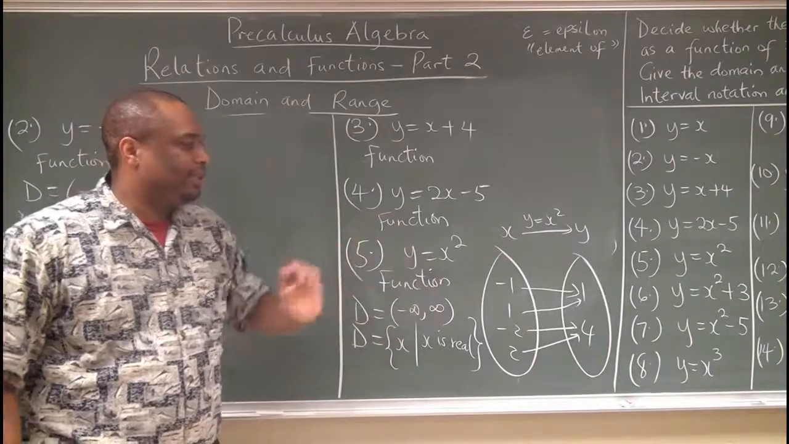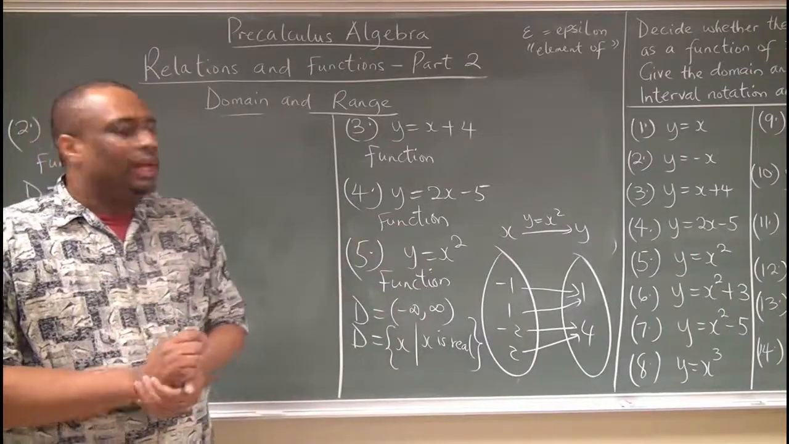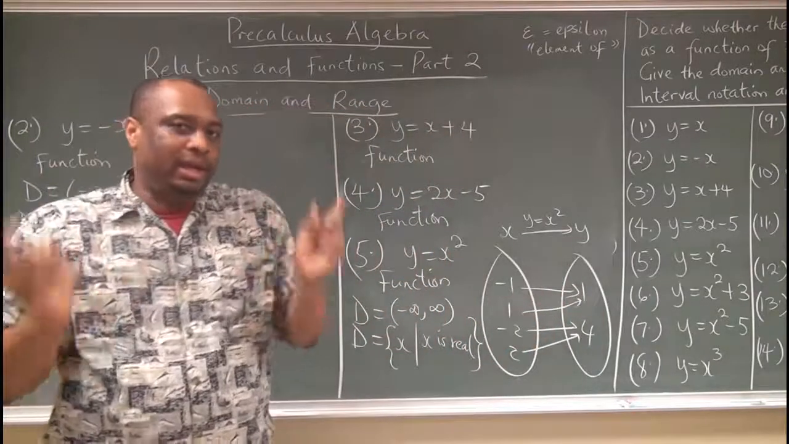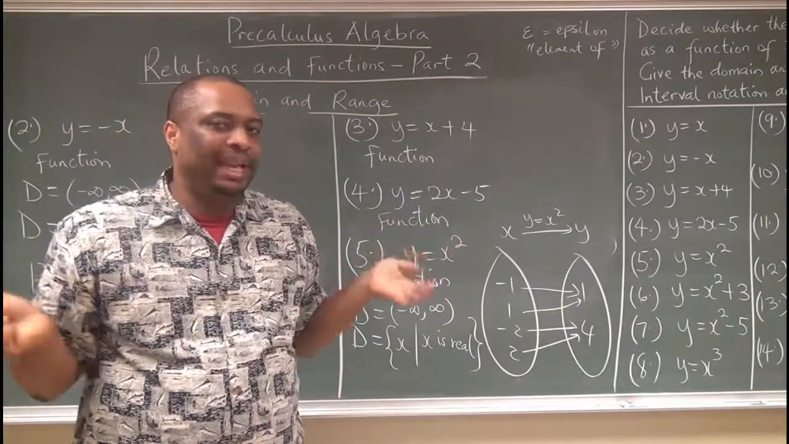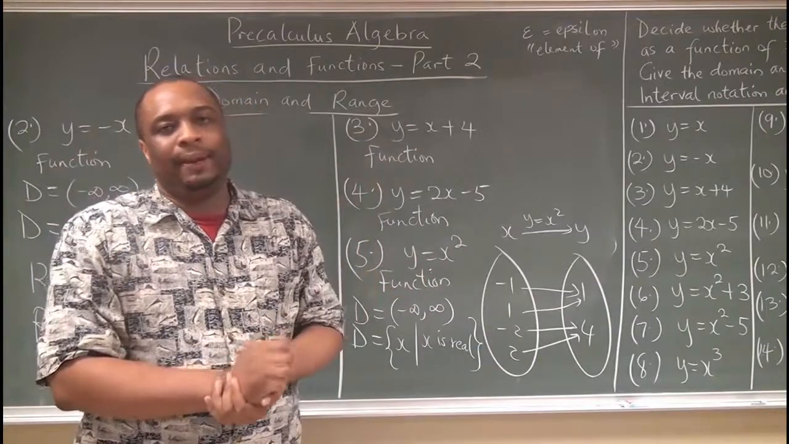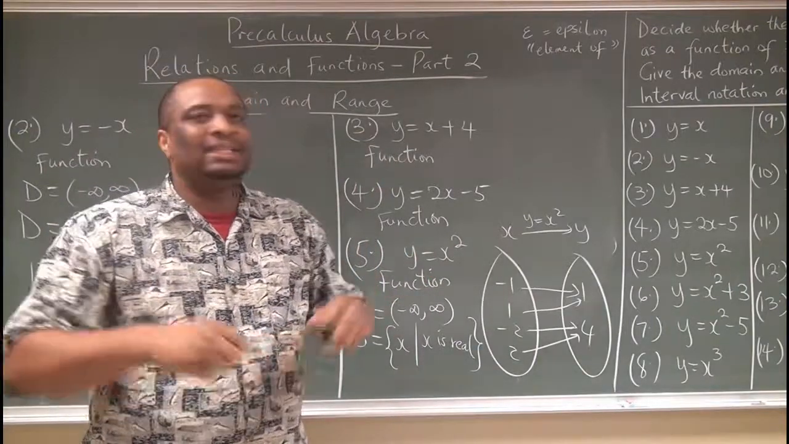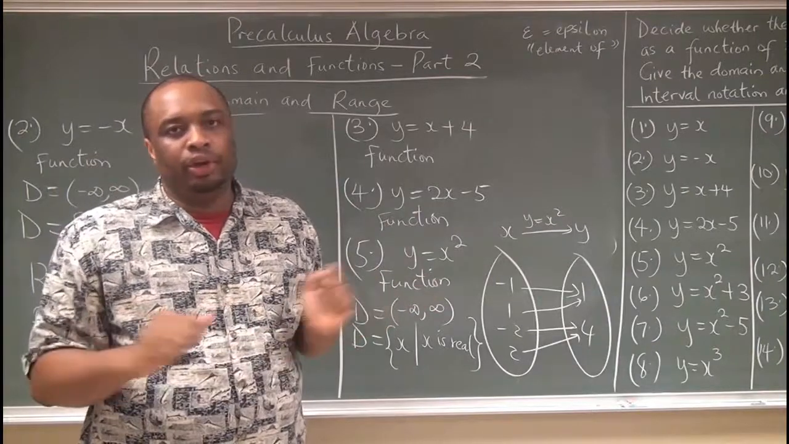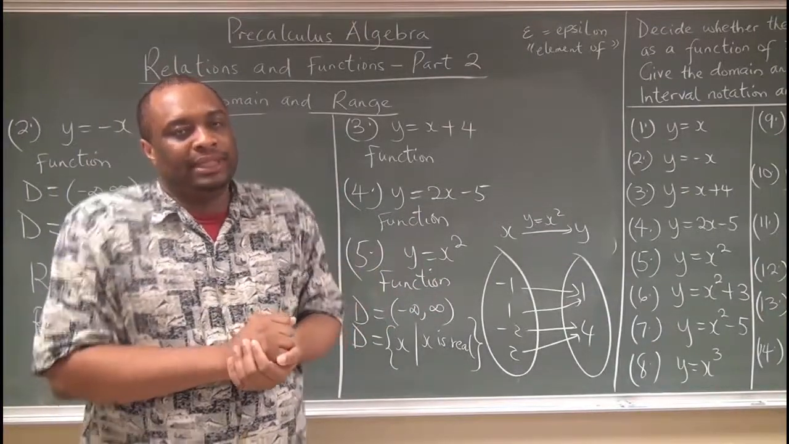Now, let's come to the range, y. Is it possible for the square of any real number to be negative? Think about it. Is it possible that the square of any real number will be negative? No. The answer is no. It's not possible.